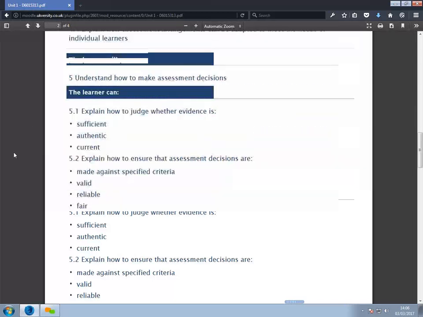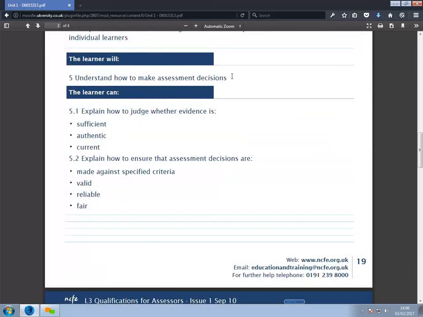And all this, understand how to make assessment decisions. Because 5.1 it will say, have you got sufficient evidence there? Is it authentic? Is it the learner that actually produced it? Is it current, or was it done years ago? In other words, it may need to be brought up to date. How to ensure that assessment decisions are made against specific criteria, they're valid, they're reliable, and they're fair.